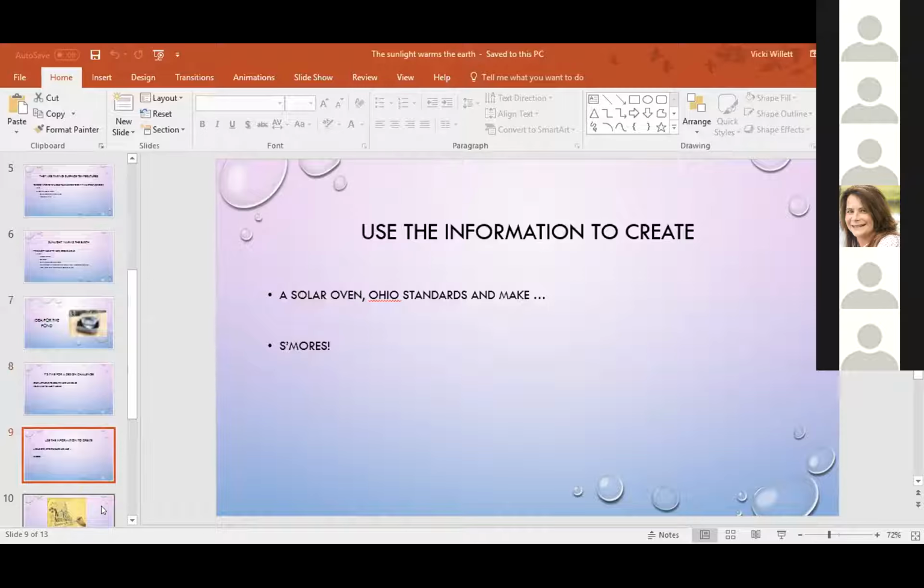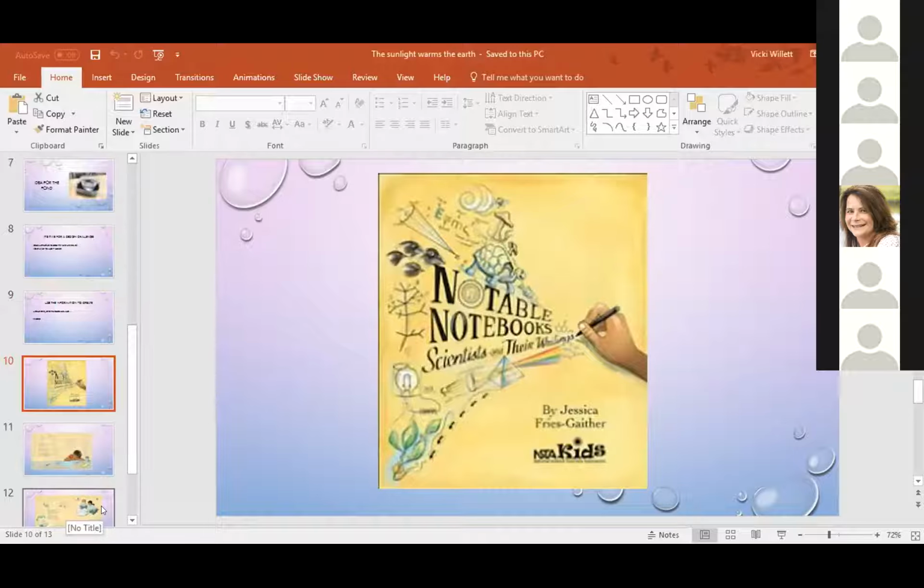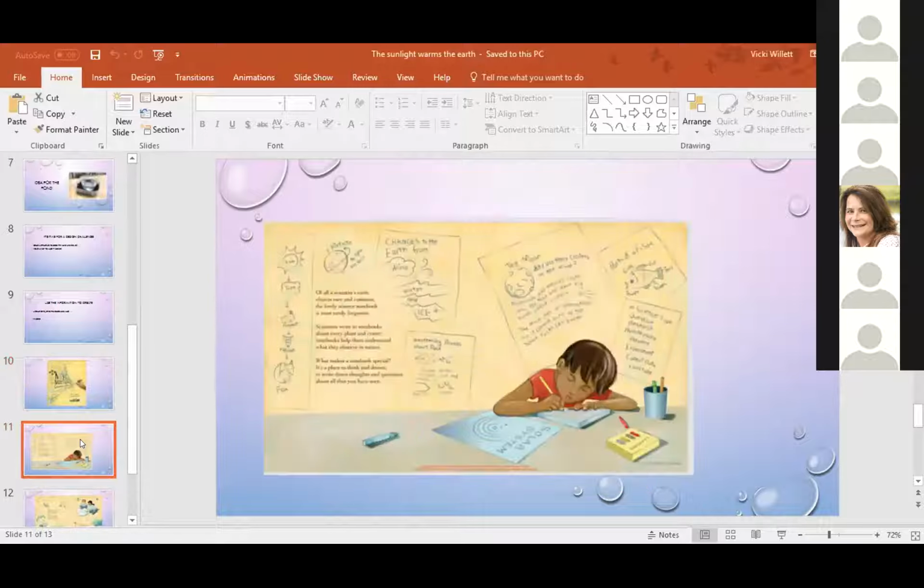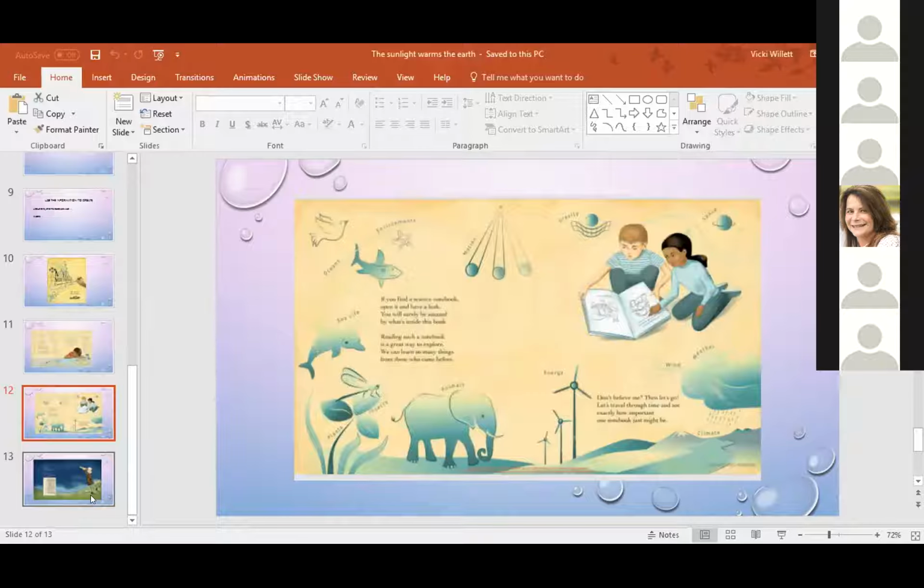Exactly. So when we were at the SECO conference, we had talked about this book, Notable Notebooks. Neither one of us has any claim to it. The author, Jessica Fries Gaither, is from Columbus. Neither one of us knows her, but I was talking to Janet about this book, and she's like, please share it. So it's about a child who's thinking about different things in a notebook, and the science notebook and how it helps things. And so it talks about when you'd use a notebook and what you'd use it for.